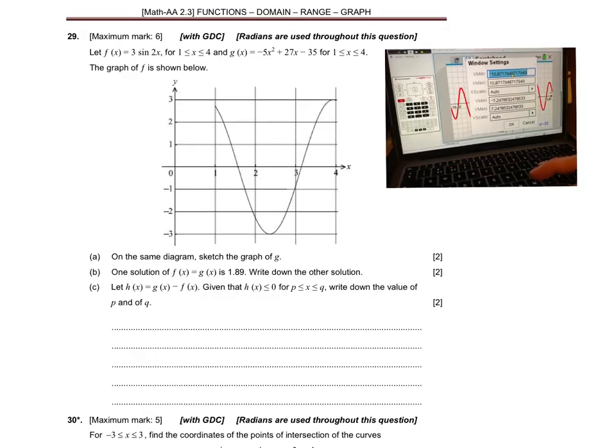Okay, I'm just changing the window, so we're going from 0 to 4 by 1s and -3 to 3 also by 1s. Okay, so this is our graph. They already have g at x down there, and we just want to graph 3 sine 2x. Oh no, they've graphed f at x. We want to graph the polynomial.